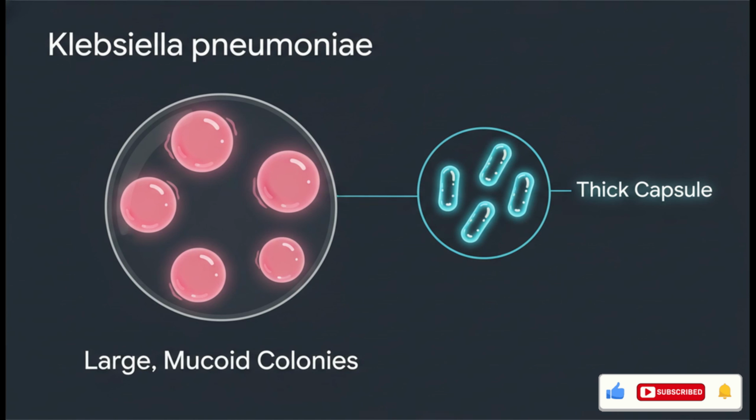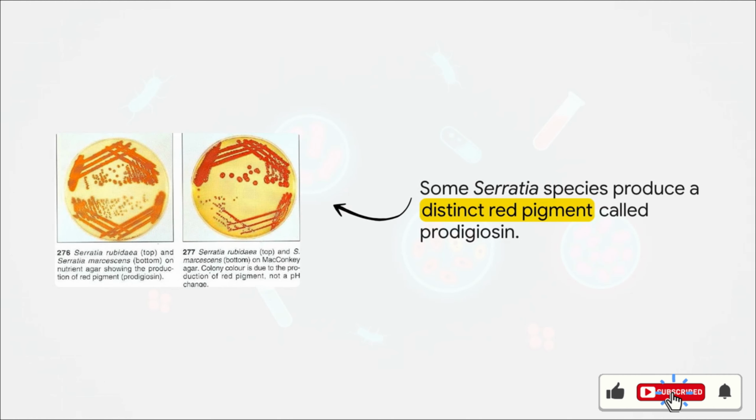Another great visual clue comes from Klebsiella pneumoniae. Now, it's a lactose fermenter, so its colonies are pink, but they also look different. They're often very large, and they look really wet and slimy. This is because Klebsiella has a super thick capsule made of polysaccharides, and that's what gives the colonies this mucoid or slimy texture.